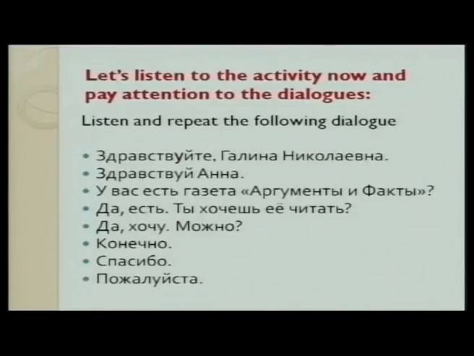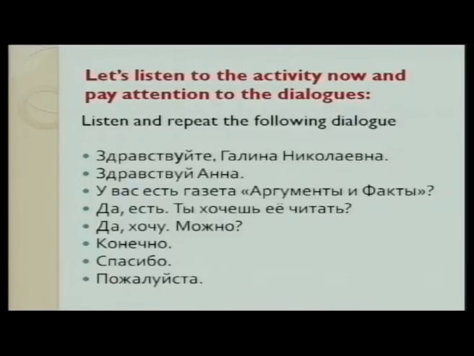Dear learners, before we start exploring more about что and кто, let's learn a text. This text is again in a dialogue form. Please pay attention to the intonations and pronunciation. Здравствуйте, Галина Николаевна. Здравствуй, Анна. In this expression, Anna is addressing Galina Nikolaevna with здравствуйте, which signifies that she is an elder to her, and accordingly Galina Nikolaevna is addressing Anna with здравствуй, which signifies that Anna is junior to her. У вас есть газета «Аргументы и факты»? Do you have the newspaper «Аргументы и факты»?